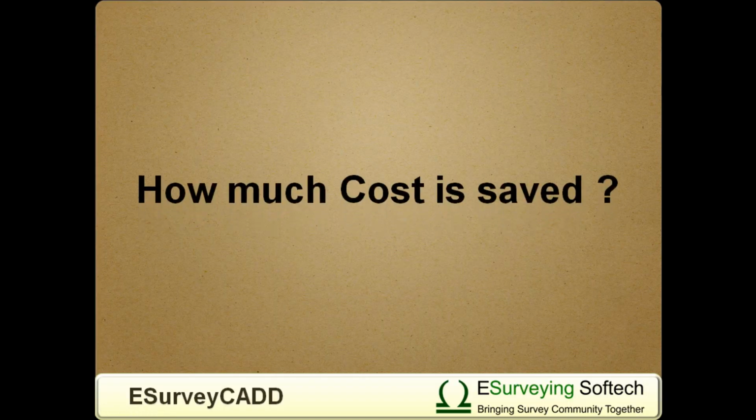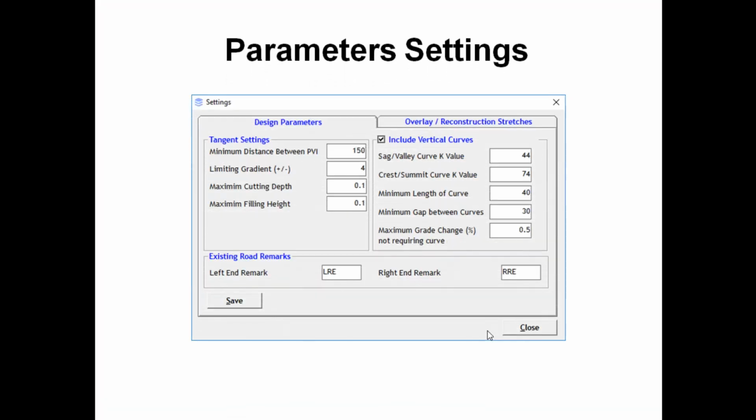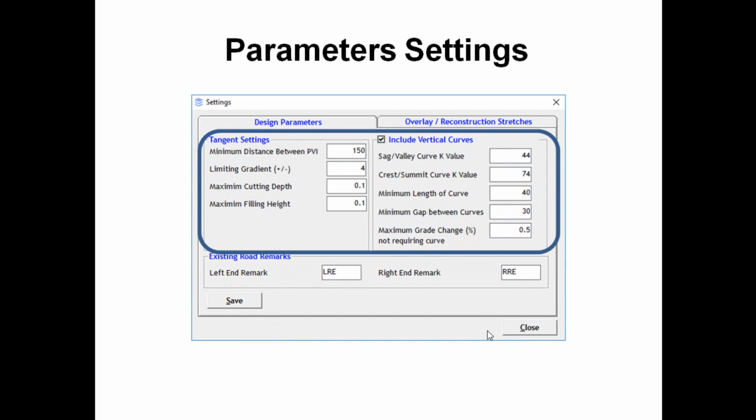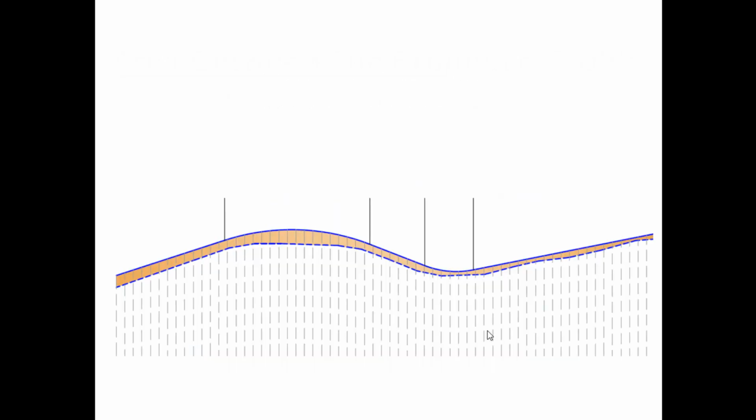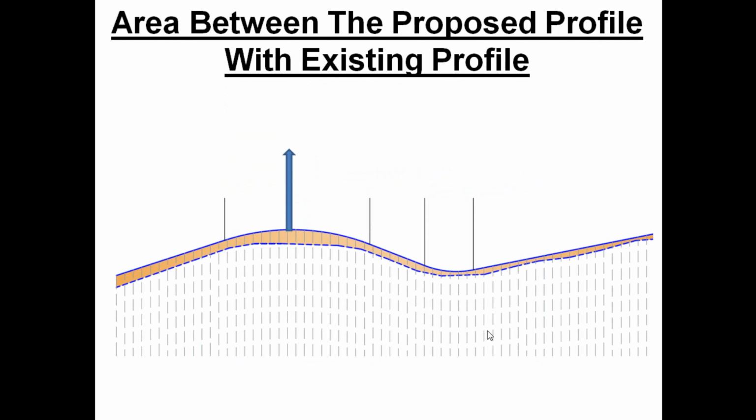How much cost is saved? As a user, you can change various settings like distance of PVIs, thickness of PCC layers, etc. With the different settings, you may wish to find out the variation in output. To help you study, this software gives the area between the proposed profile and the existing profile. This serves as a guideline, as area is directly proportional to quantities.